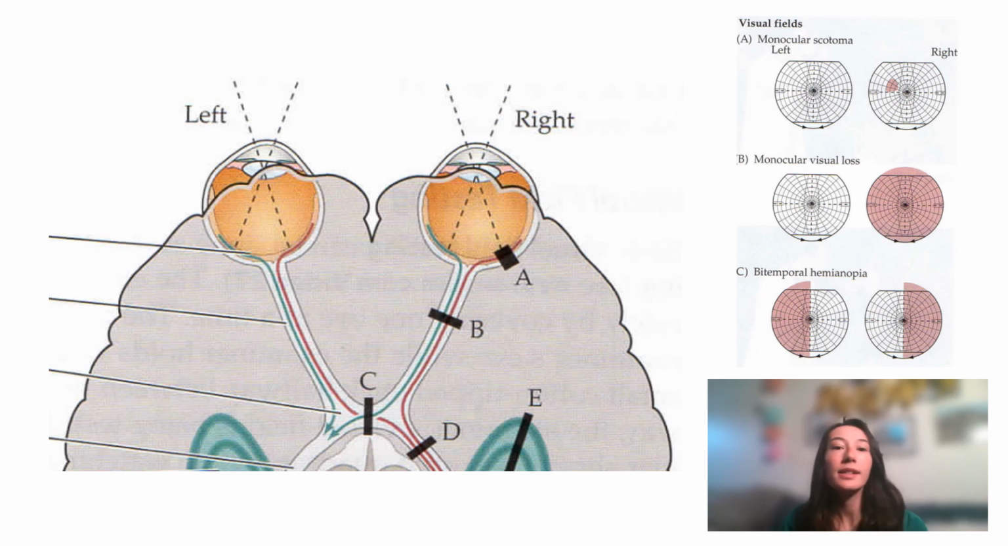Then lastly, let's talk about C on this image. C suggests that there is a lesion of the optic chiasm. Now really pay attention to which specific tracts are affected. You can see that C goes straight up and down. There are only 2 out of 4 tracts that actually cross. So as you can see, the ones that actually cross over are the right side of the left eye and the left side of the right eye.